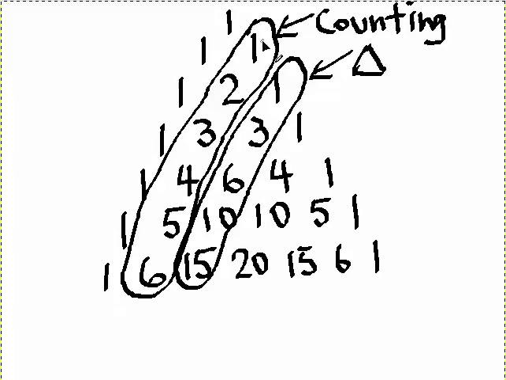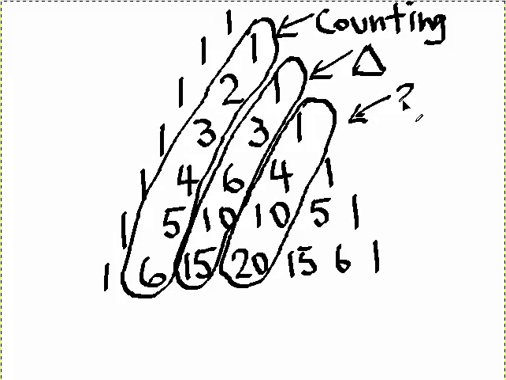But then we could say, well, if we add counting numbers and we get triangle numbers, what happens if we keep adding triangle numbers? I wonder what these give us.